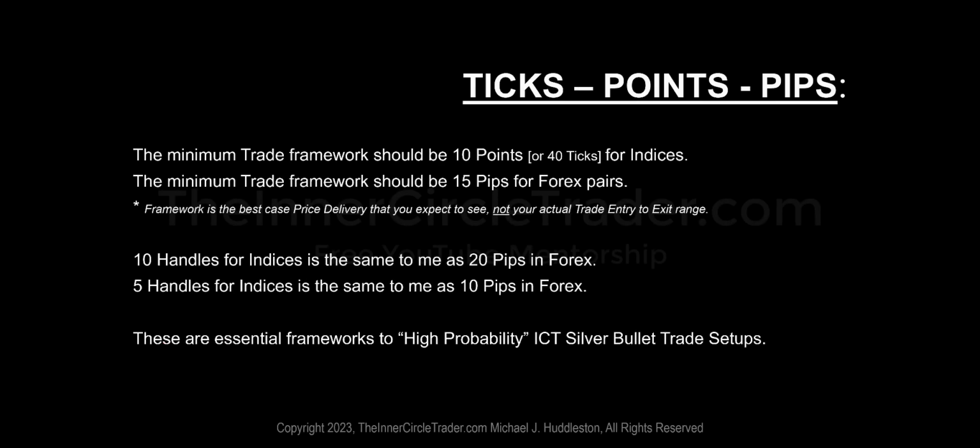All right, before I get into it, let's discuss ticks, points, and pips, and the relationship to Forex to futures. For an ICT Silver Bullet trade, the minimum trade framework should be 10 points or 40 ticks for index futures or indices. The minimum trade framework should be 15 pips for Forex pairs for Forex traders.